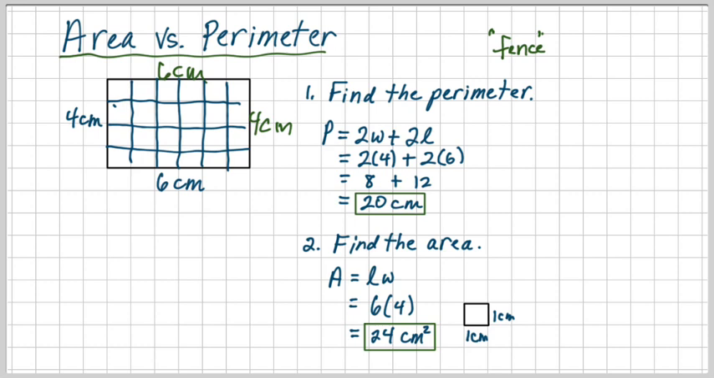All right, let's move on. So just remember, for perimeter, your units won't be squared. For area, it'll always be square units. All right, let's move on.